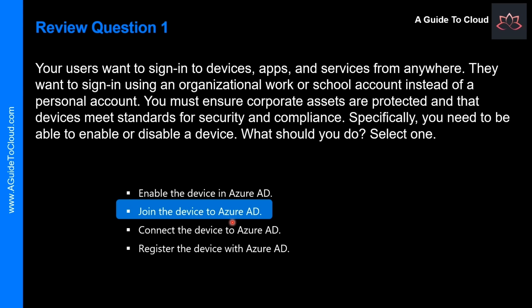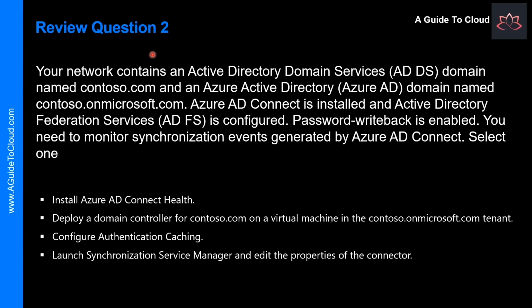Changing the local state enables your users to sign into a device using an organizational work or school account instead of a personal account. So by registering a device, you get an ability to enable or disable a device. But by joining a device to Azure AD, this gives you an ability to make sure that your users can sign in with their work or school account. Let's look at the second question.